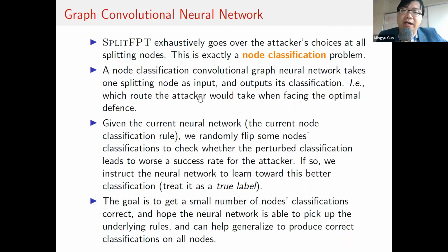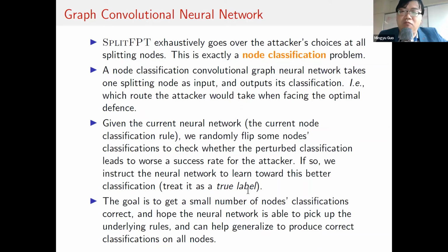So it's a node classification graph convolutional neural network that takes one splitting node as input and outputs its classification. So for example, which route the attacker would take when facing the optimal defense, it's essentially guessing work. But then that's what neural networks do. And so given the current neural network, that is the current node classification rule, we randomly flip some nodes' classifications and check whether the perturbed classification leads to a worse success rate for the attacker. And if so, we instruct the neural network to update the model weights to learn toward this better classification.